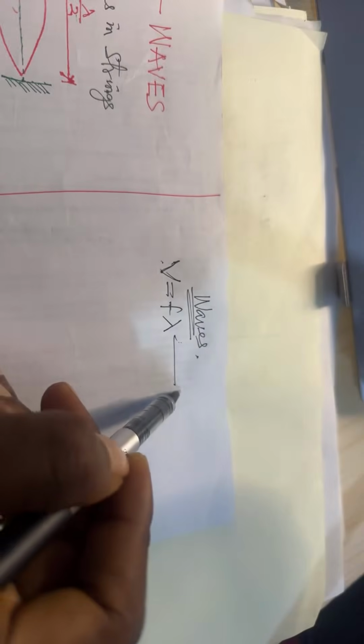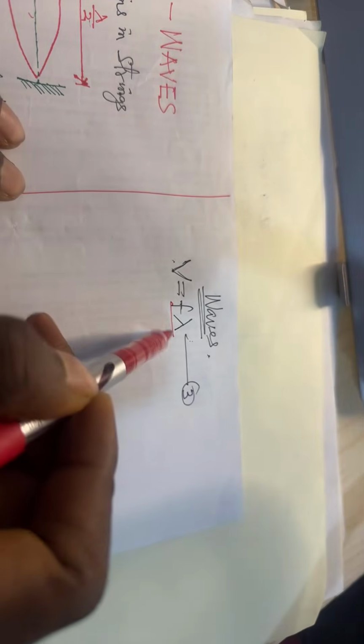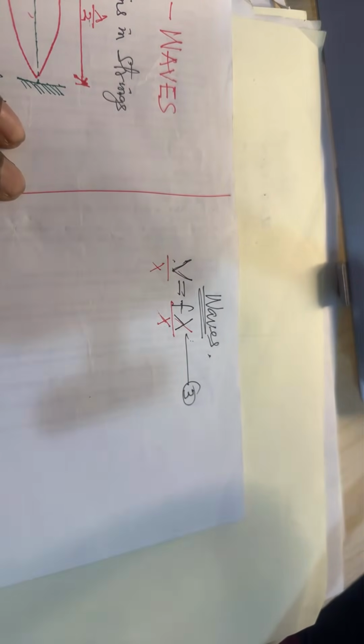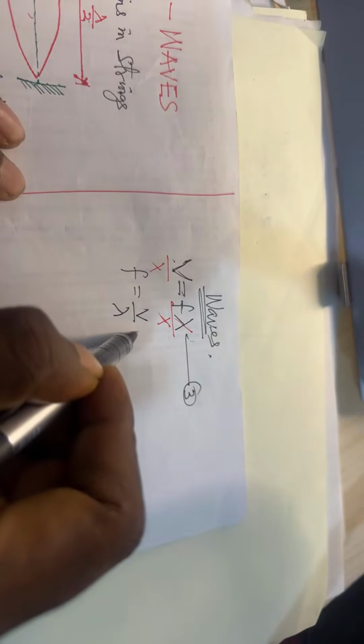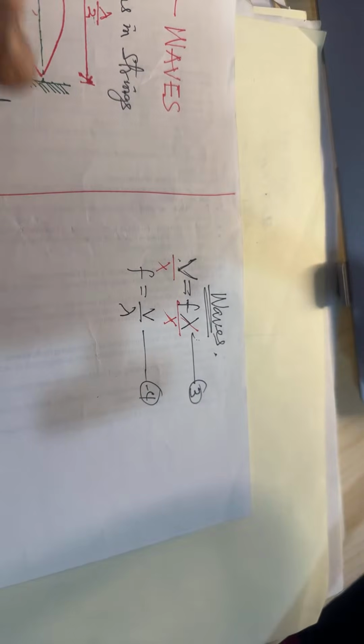Let's say this one is equation 3. If we make frequency the subject of the formula, it means we are going to divide both sides by lambda, and this and this will cancel. That means we will have the frequency equal to V over lambda. Let's say this is equation 4. Please, all this, equation 1, 2, 3, 4, is not really necessary. In case I want to make reference, that's why I'm just numbering the equations.